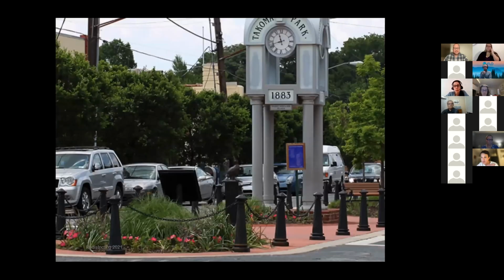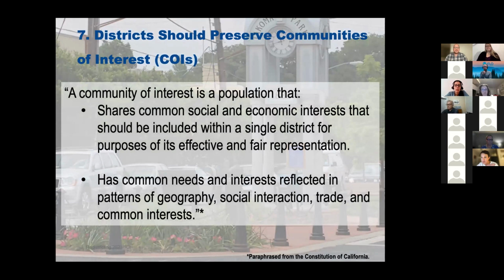And then lastly is the notion of preserving communities of interest, otherwise known as COIs. So there's a definition on the screen here. A community of interest is a population that shares common social and economic interests that should be included within a single district for purposes of its effective and fair representation. A community of interest has common needs and interests that are reflected in patterns of geography, social interaction, trade, and common interests.